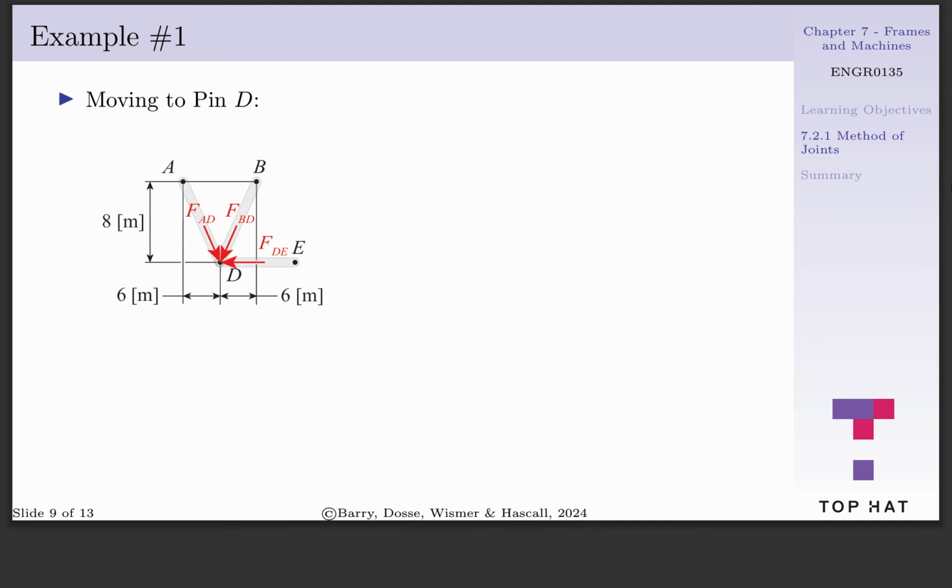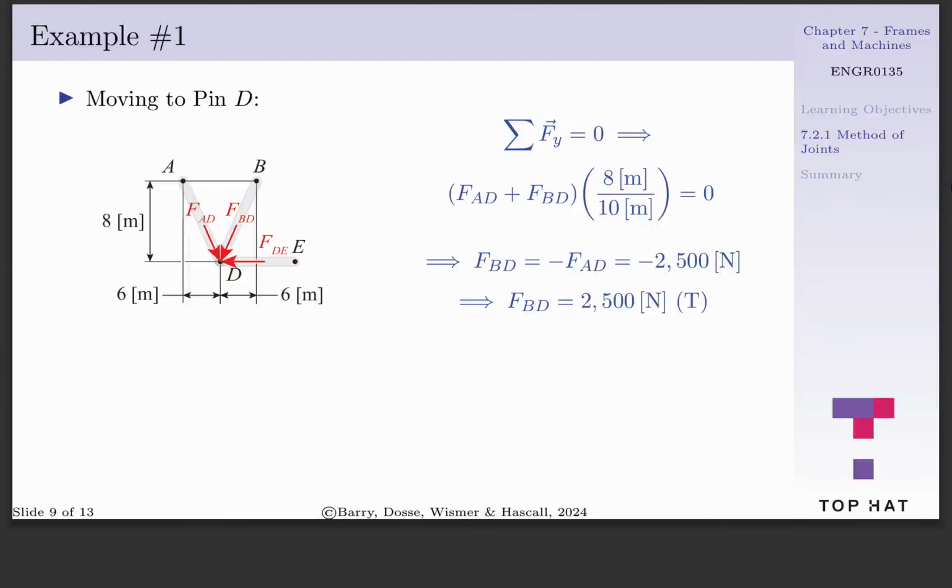Next, we can progress to pin D, where we have FAD, FBD, and FDE acting on the pin. If we take the summation of forces in the y direction, we'd have FAD plus FBD, and both are multiplied by sine of the angle, which we found to be 8 meters per 10 meters. Then we'd have FBD is equal to negative FAD, which gives FBD equal to negative 2,500 newtons. The minus sign here indicates this member is in tension.